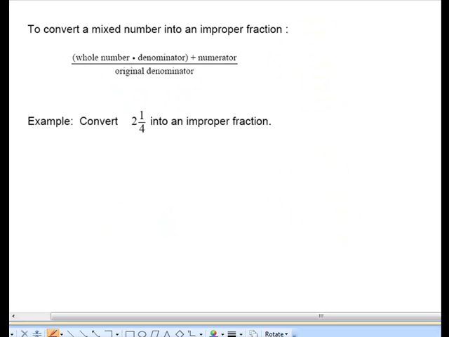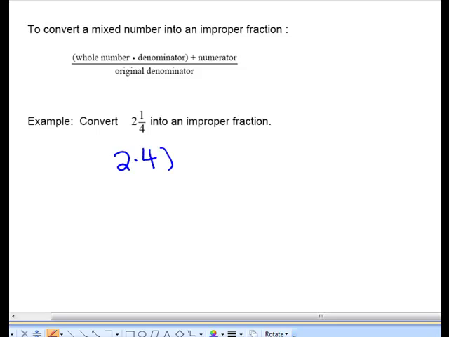Let's look at an example going the other direction. We have a mixed number and we want to convert it into an improper fraction. You will take the whole number. So in our example, 2 1/4, 2 is the whole number, times the denominator. So 2 times 4 is 8. And then we'll add the numerator, which will make 9. That will all go in the numerator. And then we will keep the original denominator.